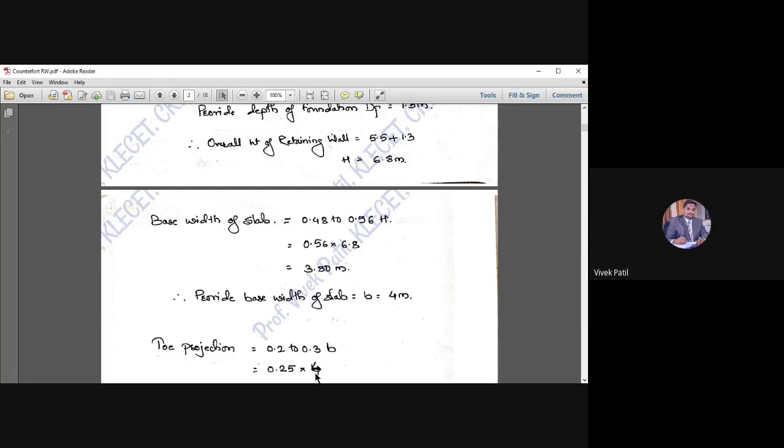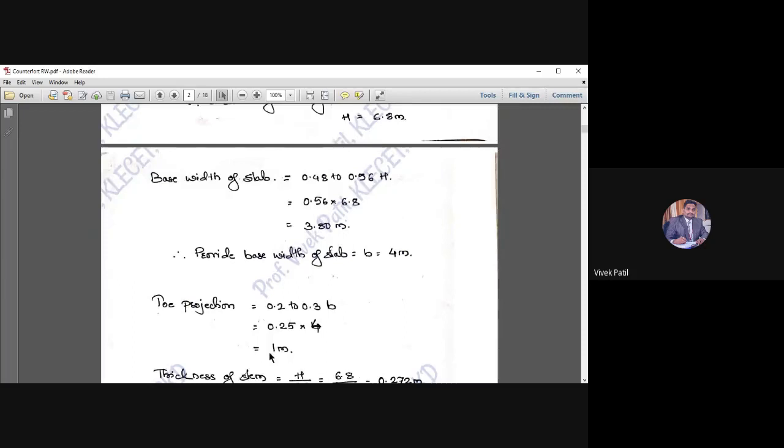So 0.25 into 4. It will be equal to 1 meter.